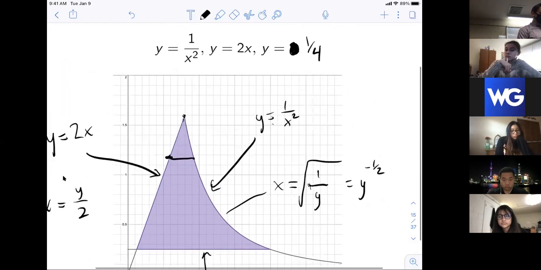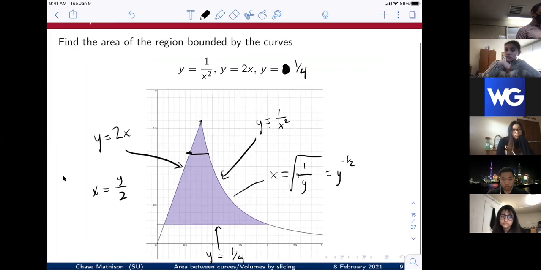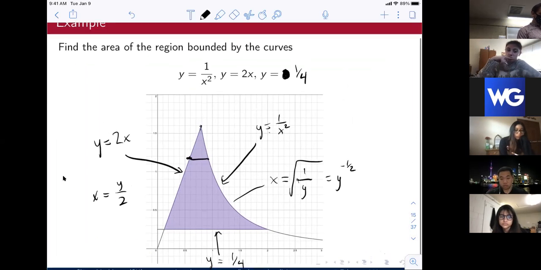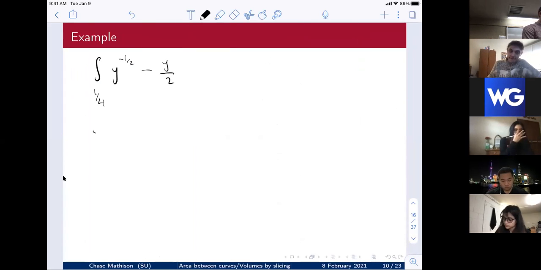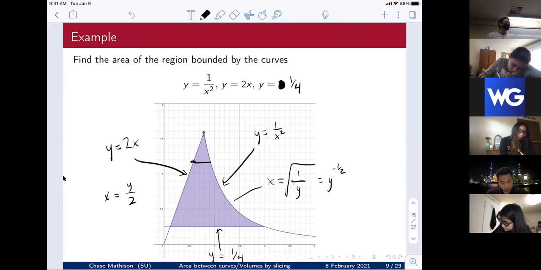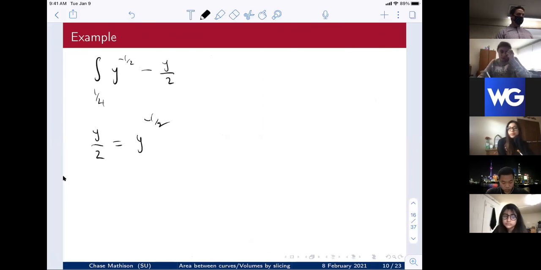Perfect, exactly right. To find that, I could find where y over 2 equals y to the minus 1/2, because the point that we're looking for is just where those curves intersect, right? Those curves intersect where y over 2 equals y to the minus 1/2.